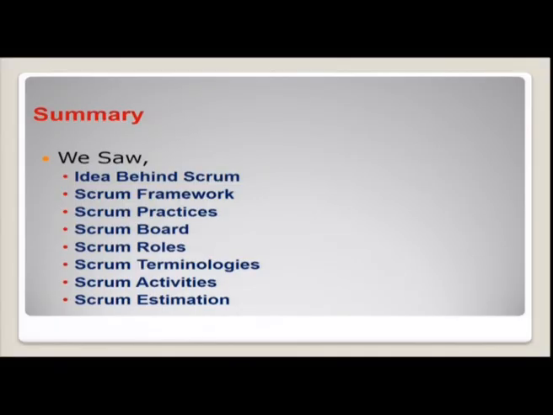So let us summarize this session of whatever we have seen so far. We saw the idea behind Scrum, what the Scrum framework is, and some of the Scrum practices. We saw what a Scrum board or a storyboard is, classified into three types: to do, doing, done, or planned, in progress, done. Then we saw some of the Scrum roles, Scrum terminologies, activities in a Scrum, and how to do the estimation by playing the planning poker game. Thank you.